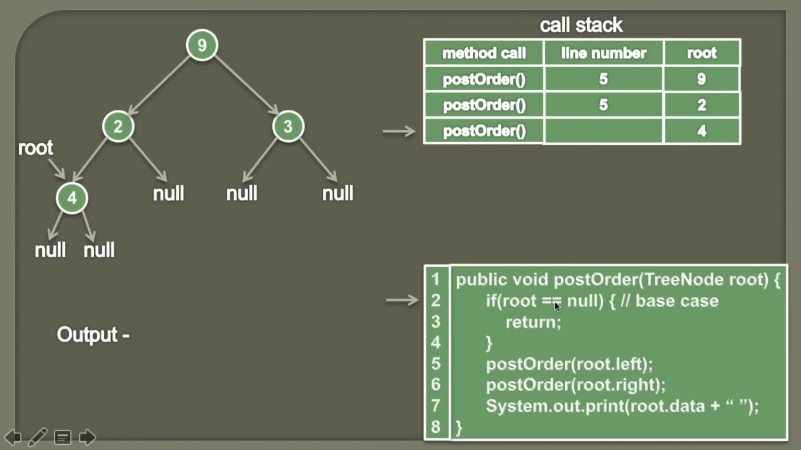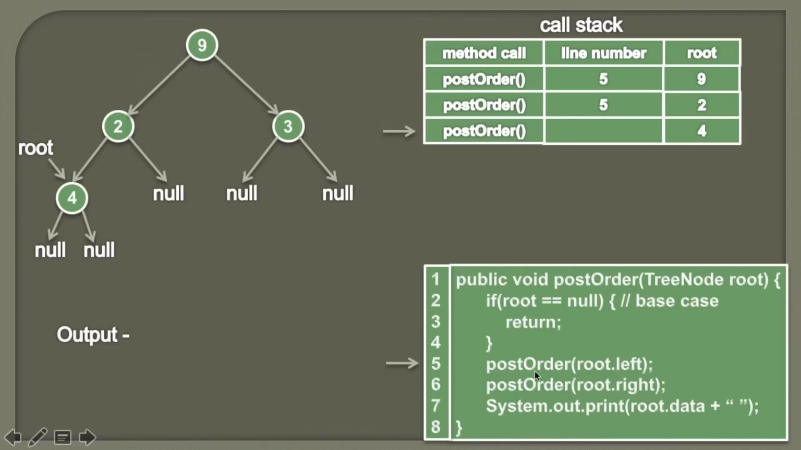In the first step we check whether root is equal to null or not. Currently root is pointing to node 4, therefore it's not null, so the condition in the if block comes out to be false. Then on line number 5, we are again calling post order method with the value root.left. So friends, in order to process node 4, we have to first visit its left subtree completely, then its right subtree completely, and only then can we visit node 4.